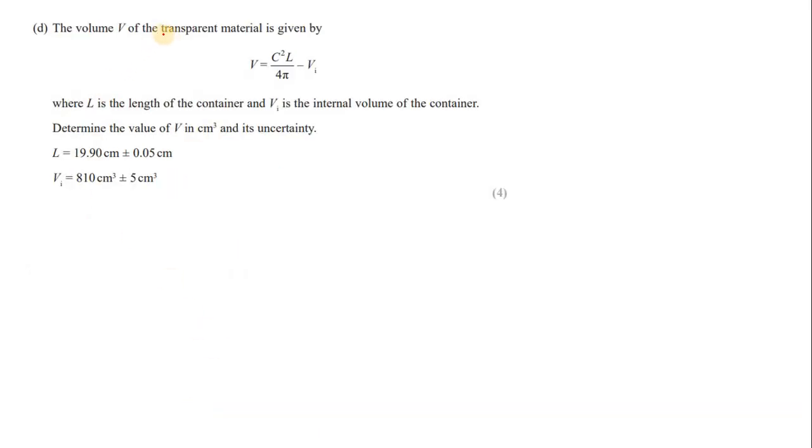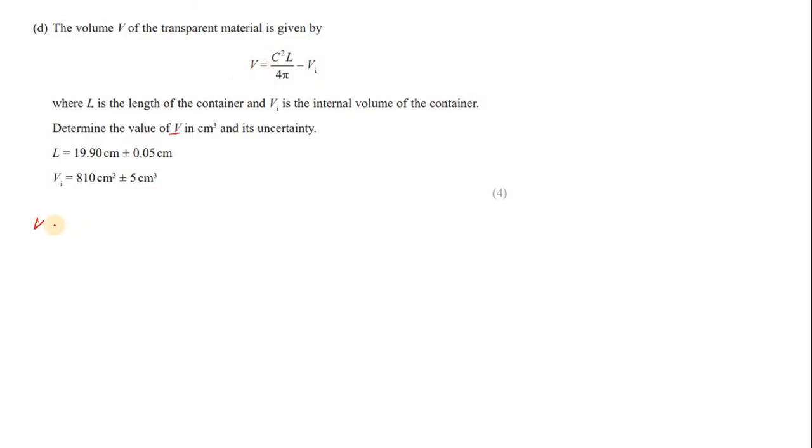The volume V of the transparent material is given by V is equal to C square L over 4 pi minus VI, where L is the length of the container and VI is the internal volume of the container. Determine the V in centimeter cube and its uncertainty. L is given by this and VI is this. So first we calculate the value of V. Then we talk about uncertainty later on. So let's calculate V, which is a straightforward calculation. You just put all the numbers here.